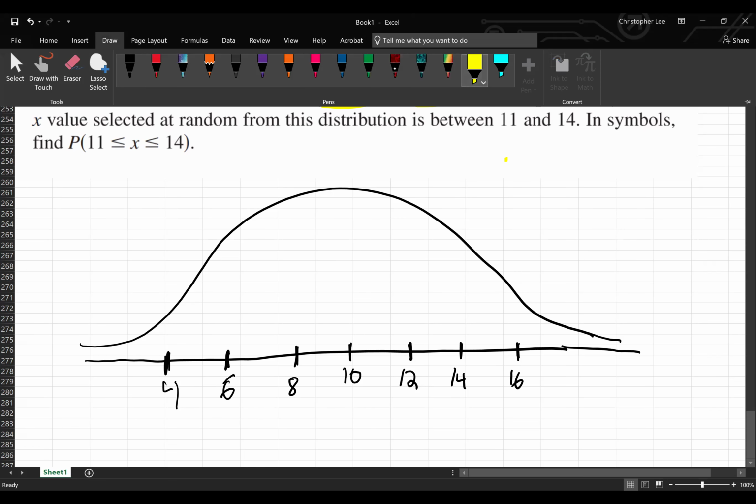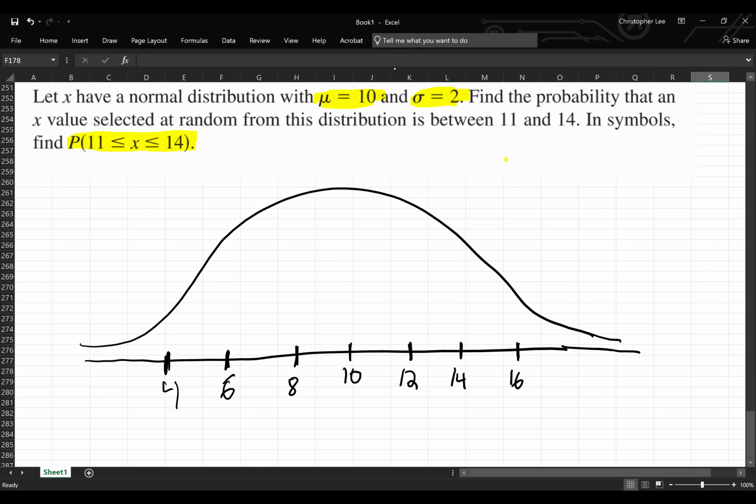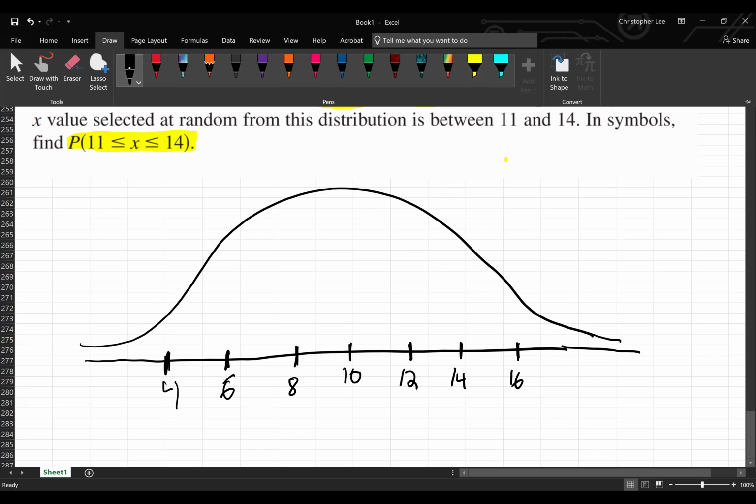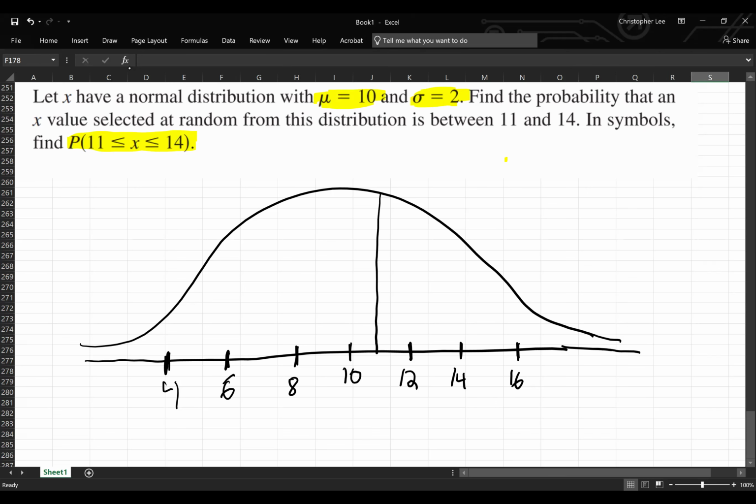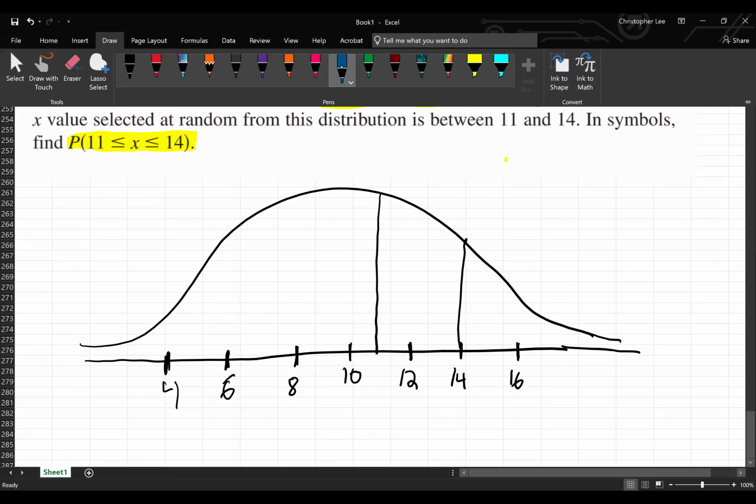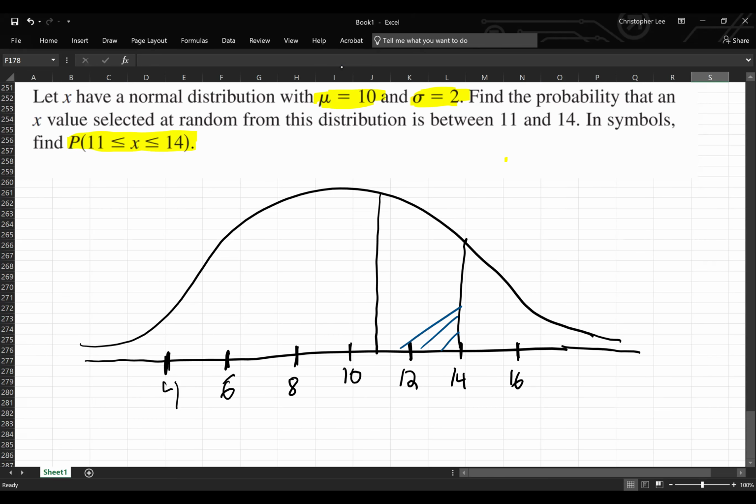So the question is asking me to find the probability of 11 less than or equal to X less than or equal to 14, right? So what am I looking for? I'm looking for 11, which is right here in the middle, up to 14, which is right here. I want the area that's right here, right? It's the same question.